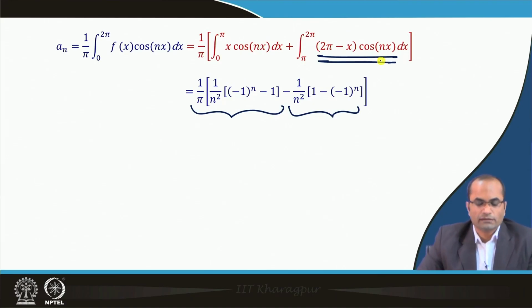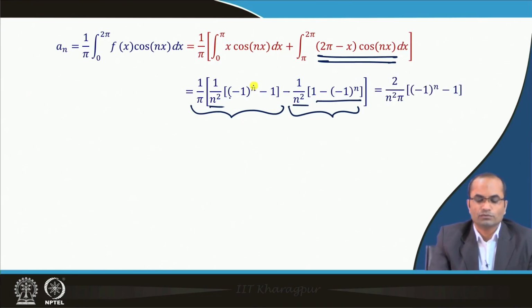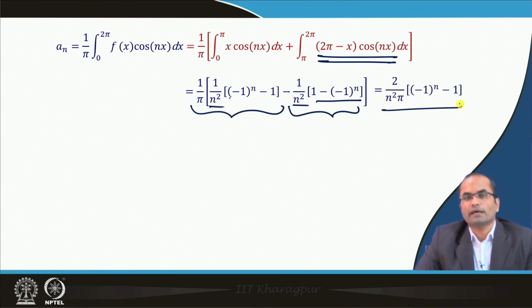And then similarly we can integrate the second integral, which is (2 pi minus x) cos n x dx, and then we can further simplify this by taking 1 over n square common, and this minus will be adjusted inside. So, there will be just 2 times the term: 2 over n square pi times (minus 1 power n minus 1).